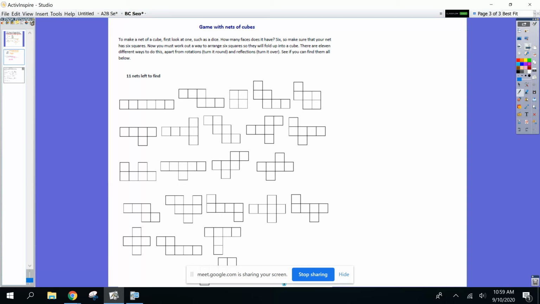I will give you about 5 minutes to find them. And then we're going to call on 11 people to see if they found all the nets. I am going to put a link in the chat box right now, but don't worry about it. We'll get to it in a second. You guys focus on finding those 11.